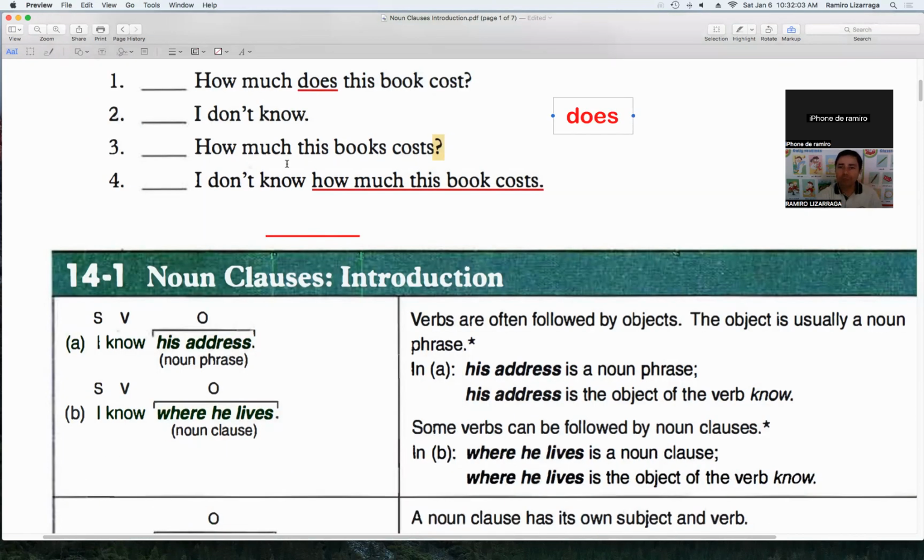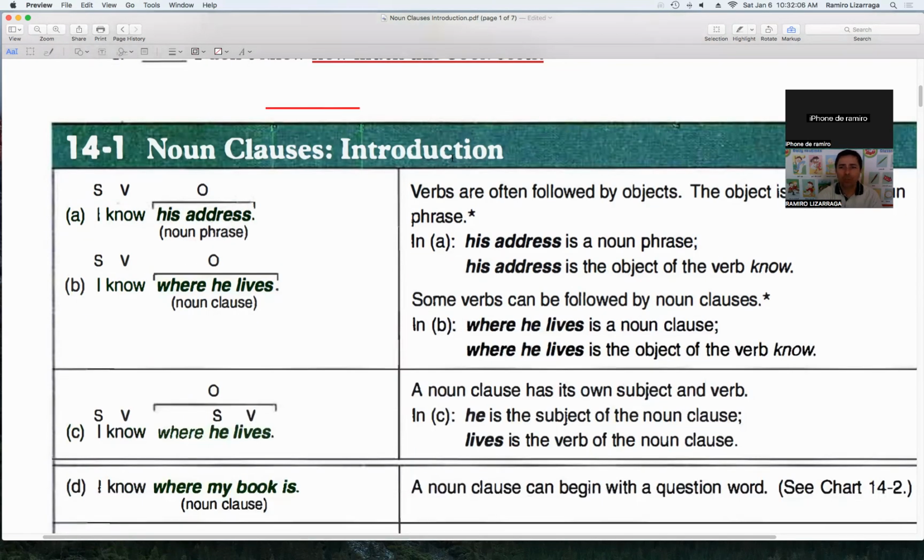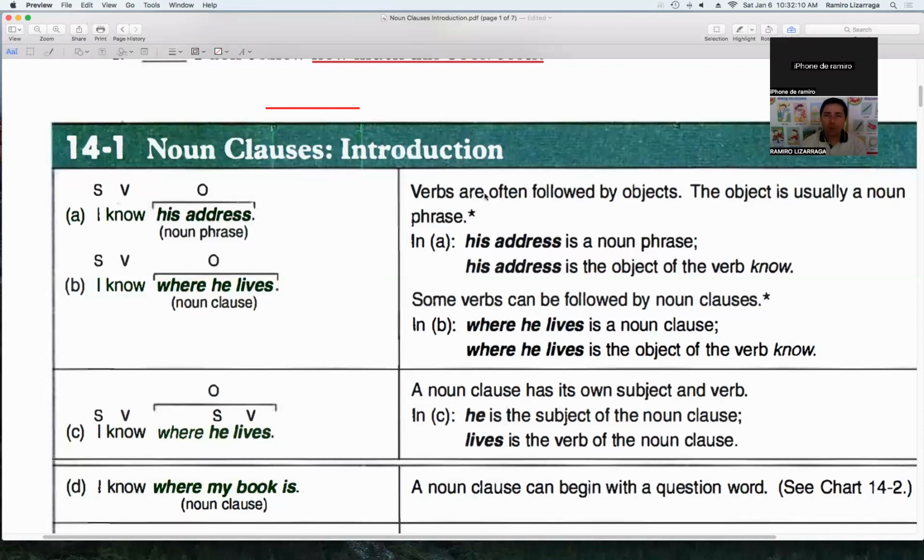So now, let's begin. Let's go to the introduction. Okay, verbs. Let's read a little bit. Verbs are often followed by objects. Okay, what is the object? Right here is the verb.